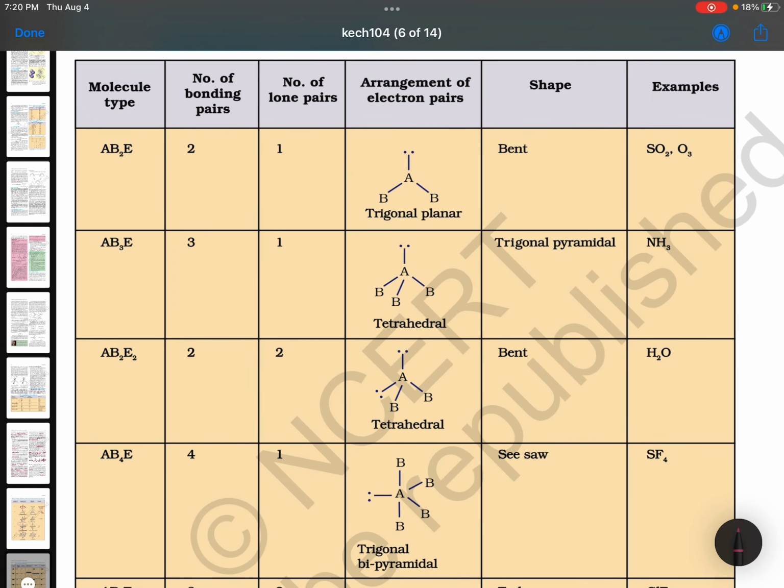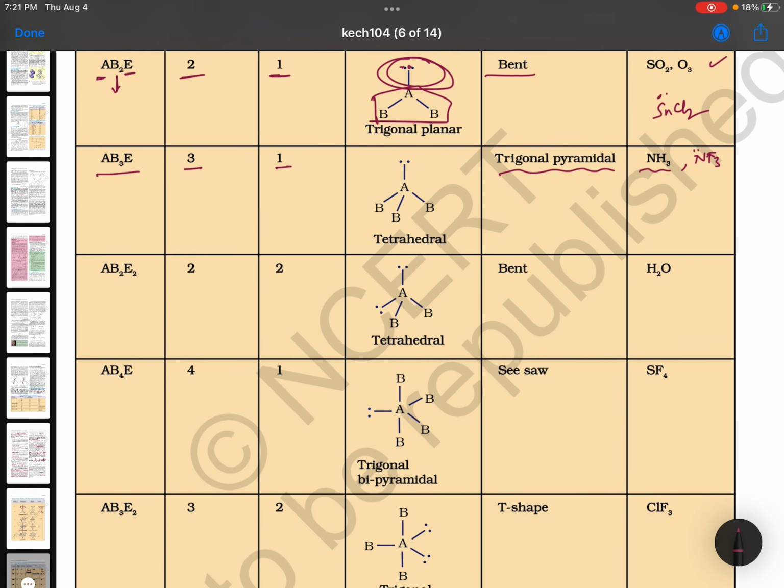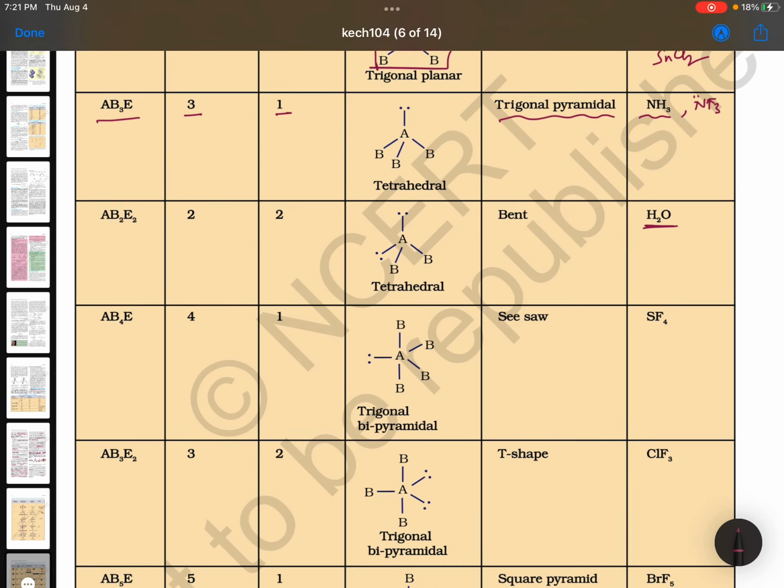If lone pairs are there, A is the central atom, B the bonded atoms, E the lone pair. 2 bond pairs, 1 lone pair. Now this lone pair is not coming into the shape. So this is the shape, and this shape is bent, SO2, O3, or you can take even SnCl2 also. AB3E, where 3 bond pairs and 1 lone pair: trigonal pyramidal, ammonia is the best example. NF3 also you can take. PH3, PF3, all that you can take. If 2 lone pairs are there, that is bent like the water shape, H2S also you can take.